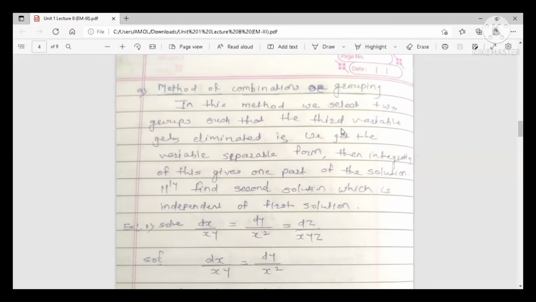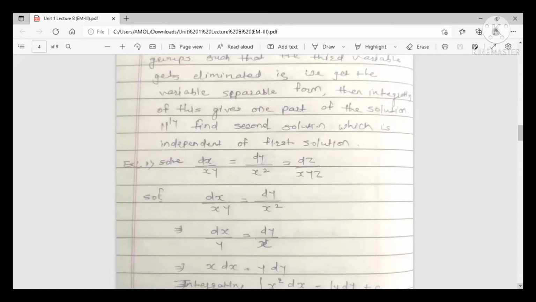Now in this method, we select two groups such that the third variable gets eliminated. That is, we get the variable separable form. Then integration of this gives one part of the solution. Similarly, find second solution which is independent of first solution. Understood? In this method, we select two groups such that the third variable gets eliminated, and that is, we get the variable separable form. After variable separable form, you can integrate it. You know that. Now see the example.